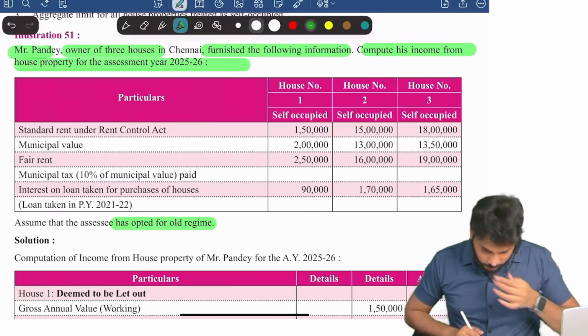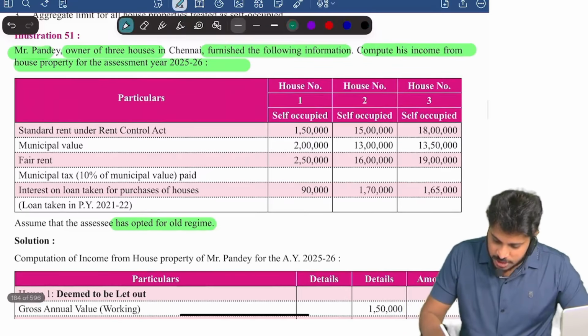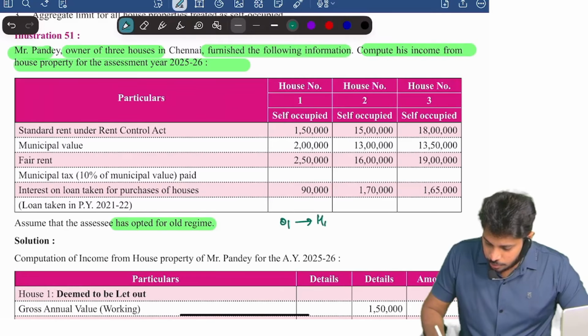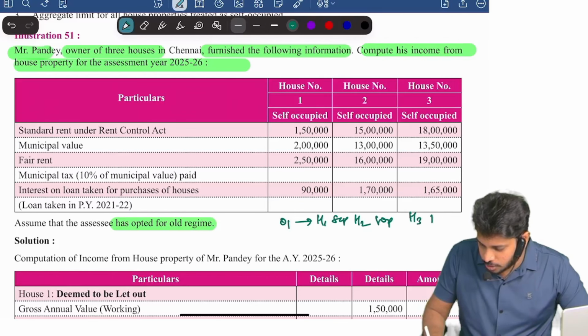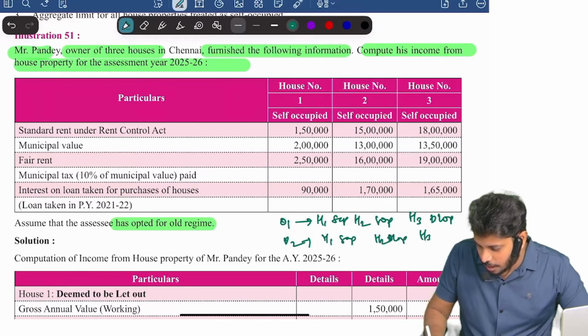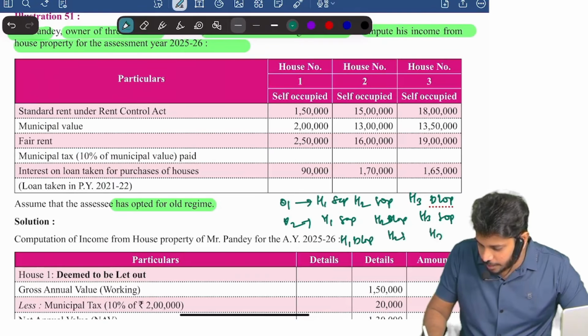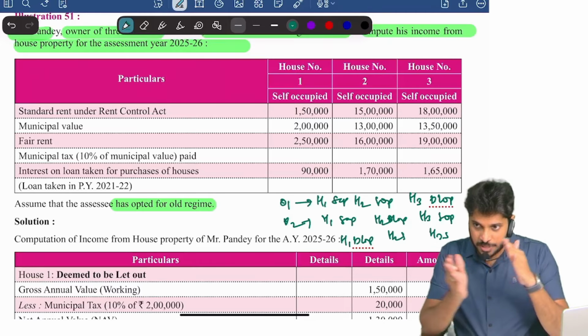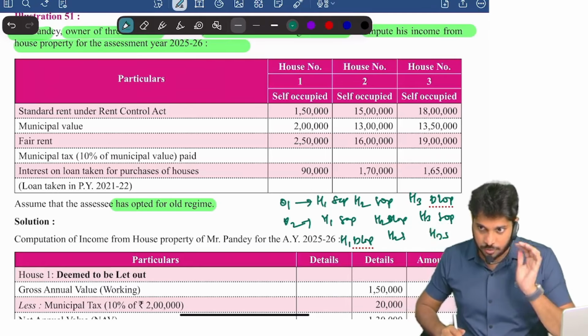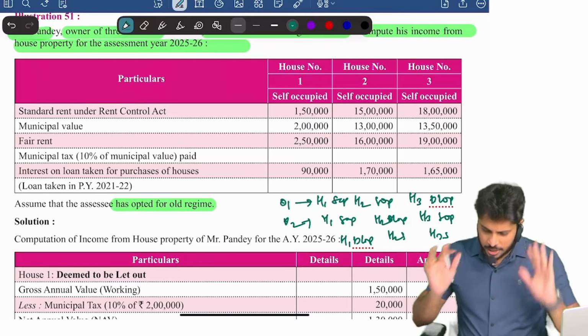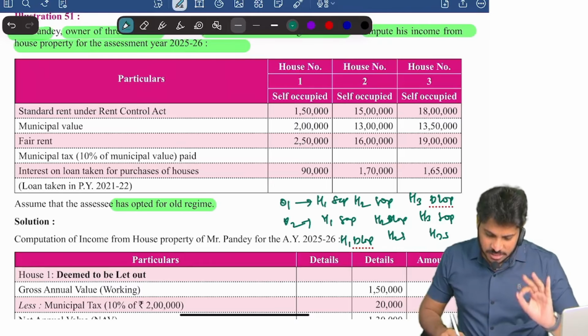Correct? Now, first option 1, house 1 is SOP, house 2 is SOP, house 3 is DLOP. Option 2, house 1 SOP, house 2 DLOP, house 3 SOP. Option 3, house 1 DLOP, house 2 SOP, house 3 SOP. Like this we need to compute in these 3 options and then we have to figure out. Correct? Now, first I will figure out as if this is a let out property.